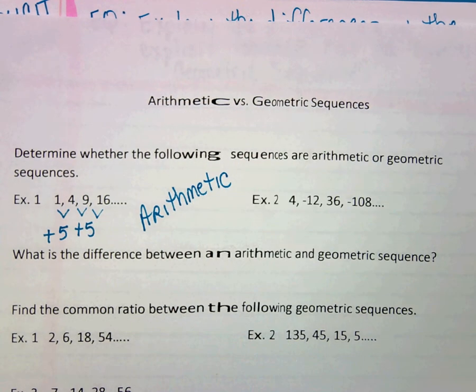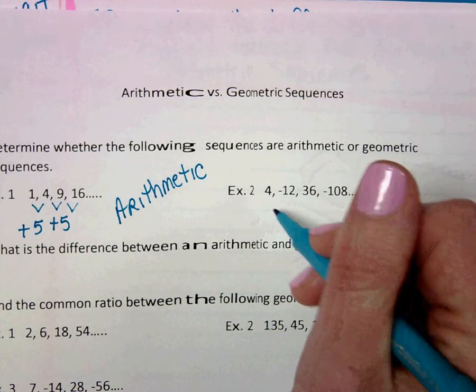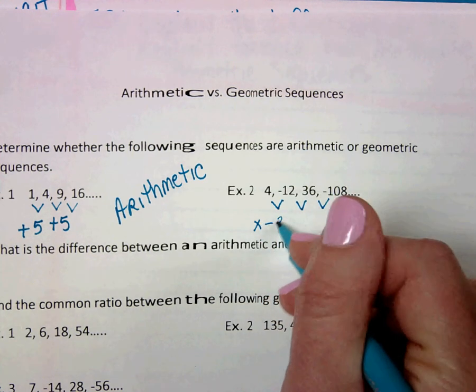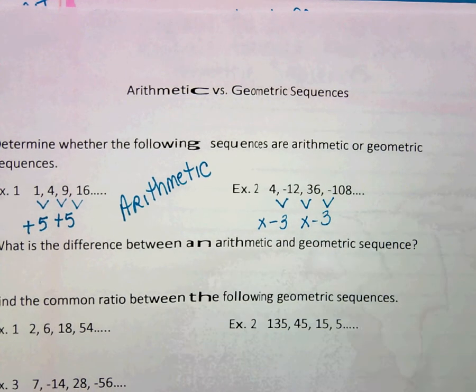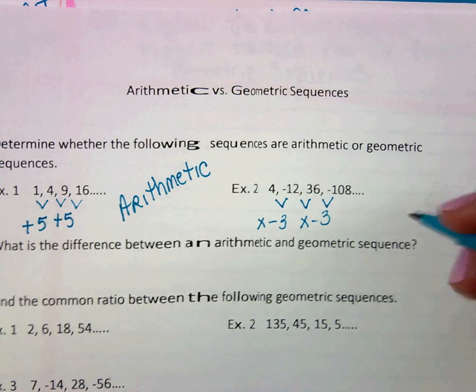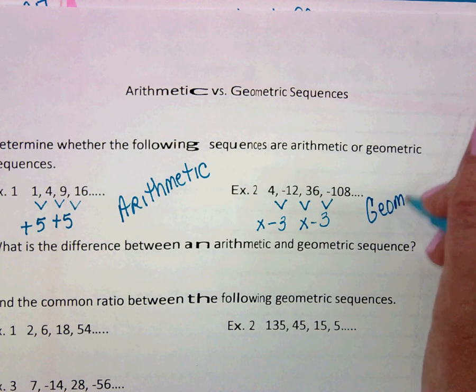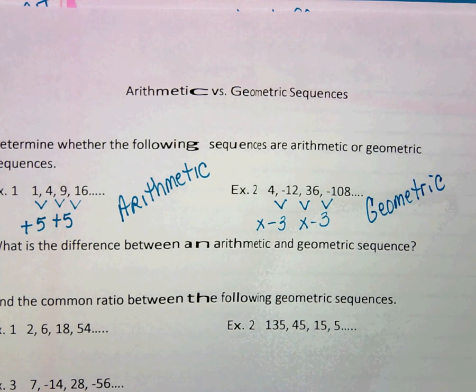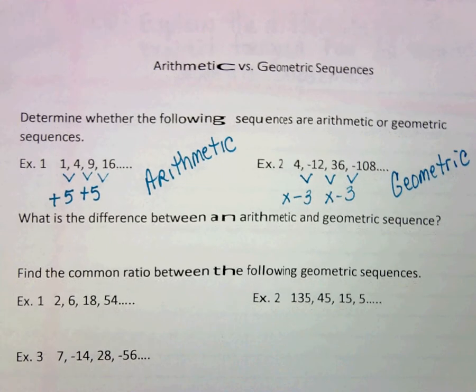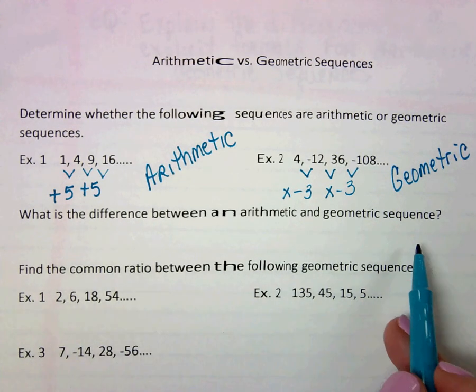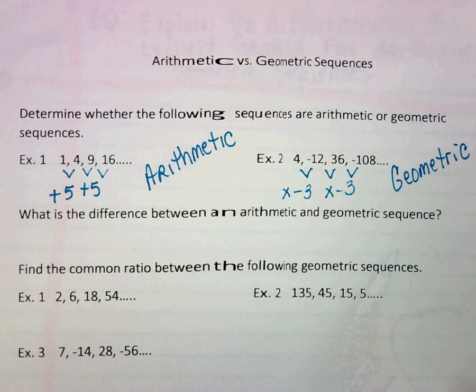Okay, in the next one, you'll notice that the pattern, we are multiplying by -3 every time. Now with sequences, the pattern can have a negative number. So because it's a multiplication pattern, then this would be considered an exponential or a geometric sequence. And so I hope very easily you can see the differences between an arithmetic and geometric sequence. I want you to write down the answer to that question on your own, and we'll double check you tomorrow.